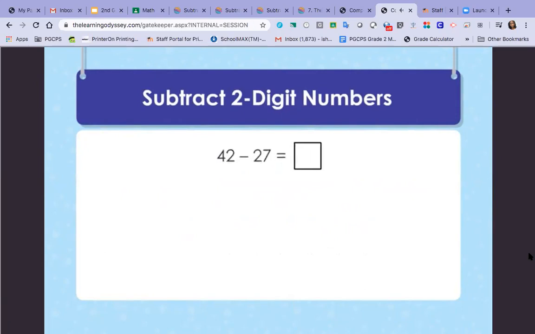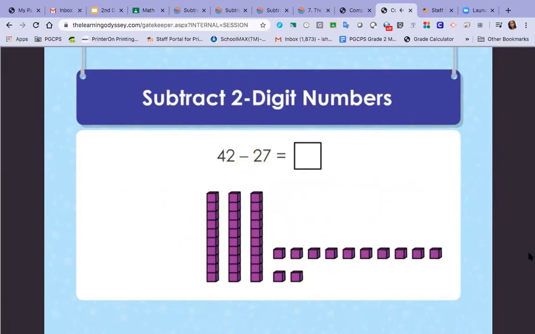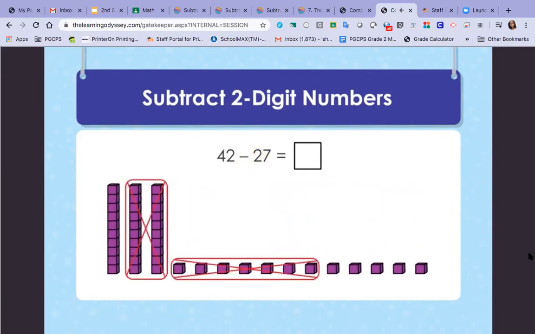You also know how to subtract two-digit numbers using base 10 blocks. Let's solve the same problem. 42 minus 27. We'll show 42 with 4 tens rods and 2 unit cubes. To subtract 27, cross out 2 tens and 7 ones. We only have 2 ones to subtract from. We can't subtract 7 ones from 2 ones. What should we do? We need to break apart a 10 into 10 ones. That's called regrouping. Now we can cross out 2 tens and 7 ones. Count the remaining blocks. 10, 11, 12, 13, 14, 15. See that? 42 minus 27 is 15.